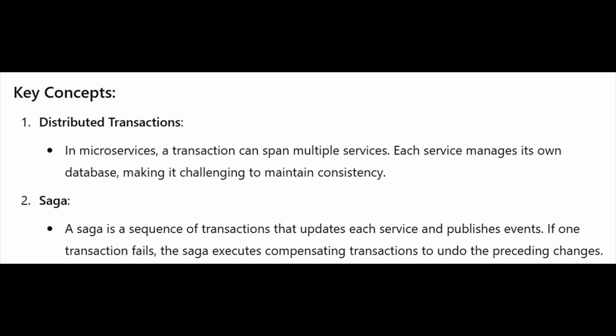Key concepts: distributed transactions. In microservices, a transaction can span multiple services. Each service manages its own database, making it challenging to maintain consistency. SAGA: a SAGA is a sequence of transactions that updates each service and publishes events. If one transaction fails, the SAGA executes compensating transactions to undo the preceding changes.